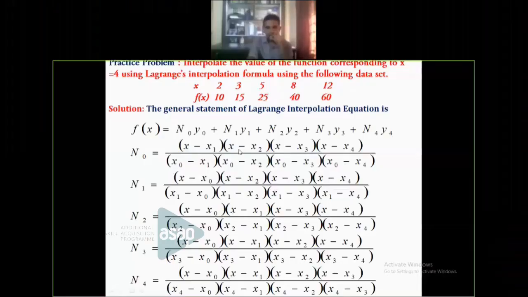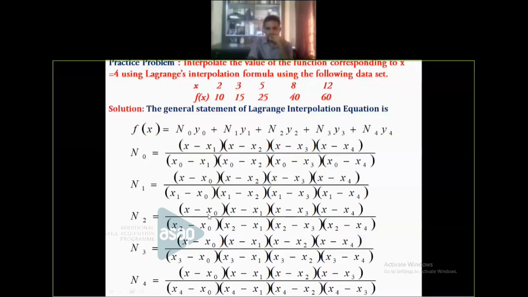Look at the numerator. Our first term, N0, is represented as (x minus x1), (x minus x2), (x minus x3), and (x minus x4). The denominator comes as (x0 minus x1), (x0 minus x2), (x0 minus x3), (x0 minus x4). Observe closely and you should get an idea of how the Lagrange interpolation process works. Now for N1, the second polynomial, you can easily see (x minus x0) comes on top, x1 cannot be there, then (x minus x2), (x minus x3), (x minus x4). The denominator is (x1 minus x0), (x1 minus x2), (x1 minus x3), (x1 minus x4).